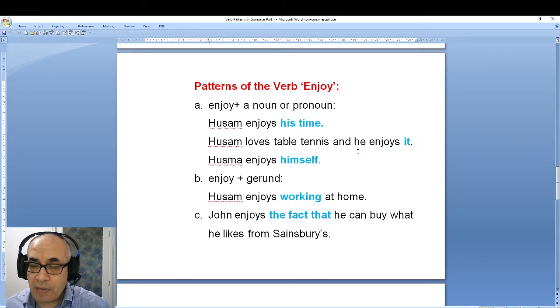As you can see, I put the answers in blue for you so you can see how we are using the verb pattern and the answers. Hussam enjoys himself. Again, himself is a reflexive pronoun, so it is a pronoun and we can use it after enjoy. After enjoy we can use a gerund.